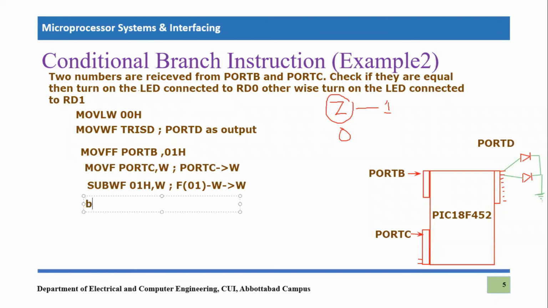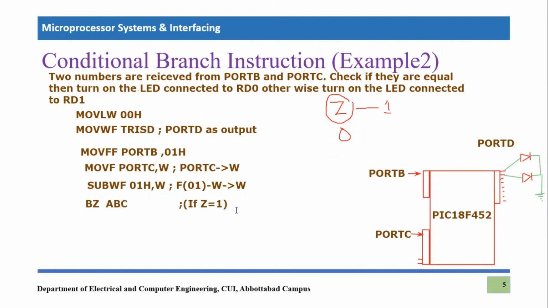So we will use branch if 0. What is the meaning of this instruction? Let me write in comments. It means if Z is equal to 1, that means the zero flag is high. So if it is equal to 1, that means the two numbers are equal, and we have to turn on the LED RD0, right? So we will jump to ABC, right?